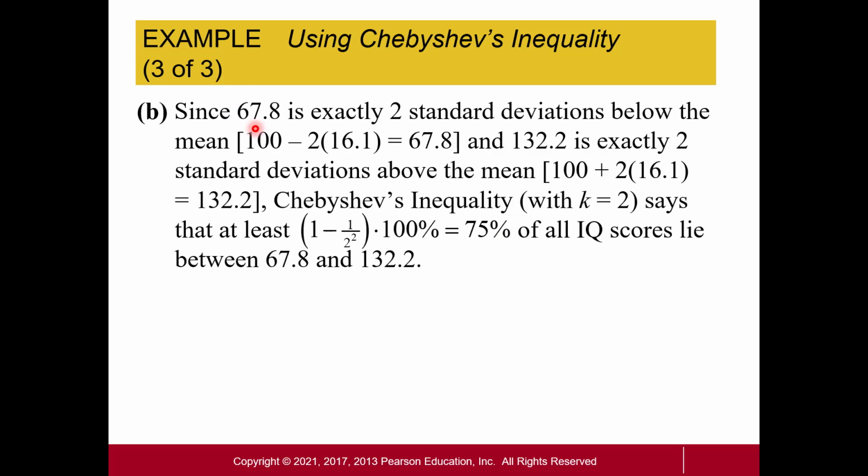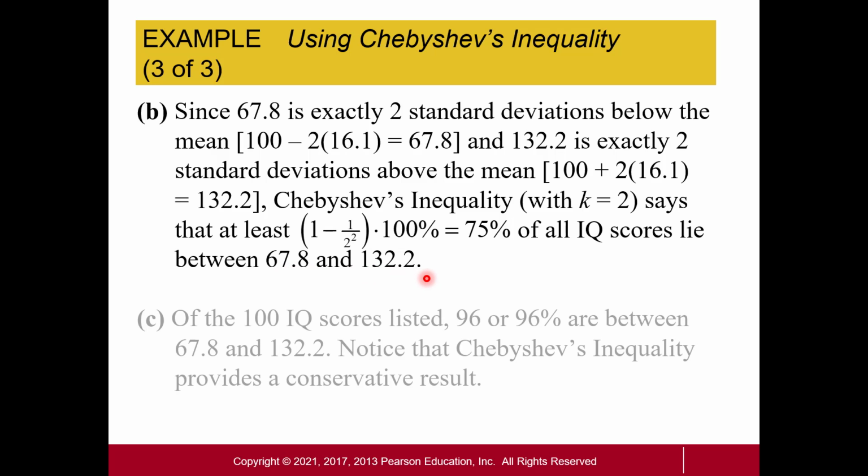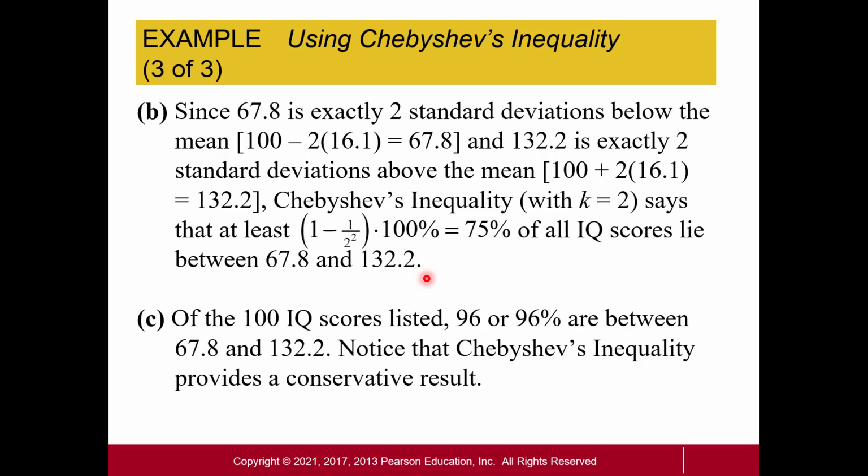So 67.8 was exactly 2 standard deviations below the mean for part B, and 132.2 is exactly 2 standard deviations above. If we use Chebyshev's inequality with k equal to 2, we get 1 minus 1 over 2 squared times 100%, giving us 75%. What this says, according to Chebyshev's inequality, is that 75% of all the IQ scores lie between 67.8 and 132.2. Now, notice a couple of things.